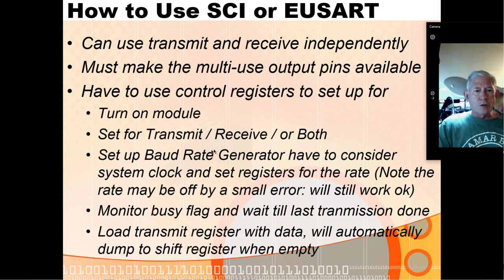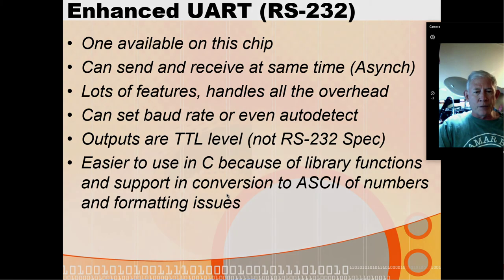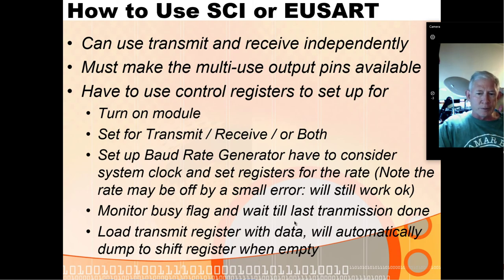So you do have to set up the baud rate generator, and you have to think about it: if you change your system clock, then your baud rate must be adjusted. And you do have to either use interrupts or monitor the busy flag, otherwise you'll get into trouble. If you load data before it's all shipped out, it'll interrupt the outgoing byte and override it. So you don't want to load new data until the other data has been shifted out.